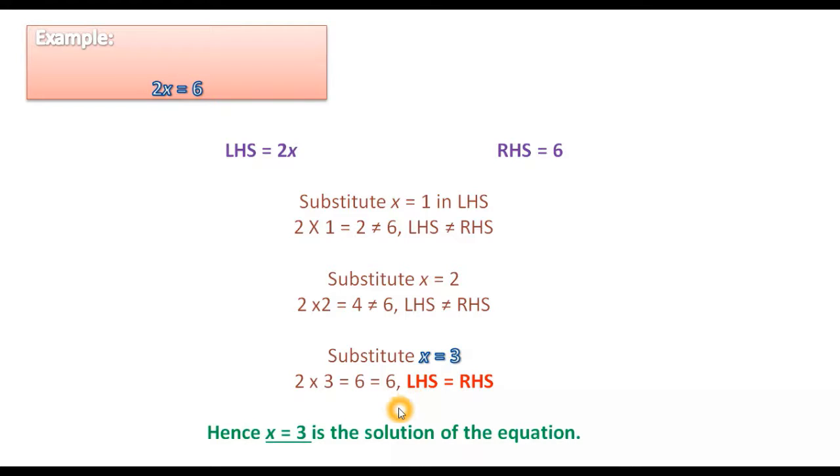So when your equality is holding, that means the value is satisfying the equation. So x equals 3 is satisfying this equation. So x equals 3 is the solution of this equation. And this is how you can find the solution of an equation by the trial and error method.